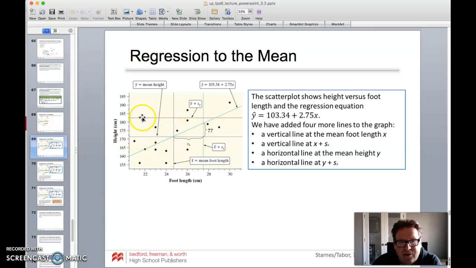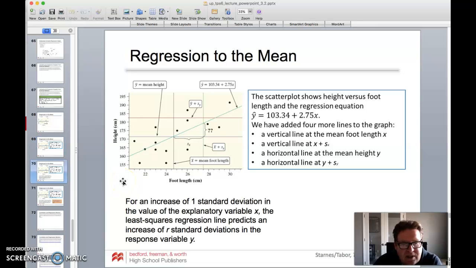And then we have, of course, a horizontal line at ȳ plus the standard deviation of y. That's right here. And then, of course, we have our regression equation going through there. So we have all those different lines added on there. And what we're seeing is that for an increase of 1 standard deviation in the value of the explanatory variable, the least squares regression line predicts an increase of r standard deviations in the response variable y. So that works kind of slick there.